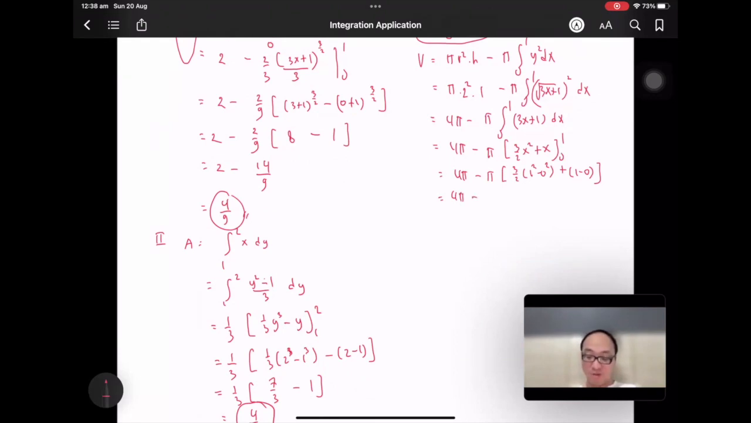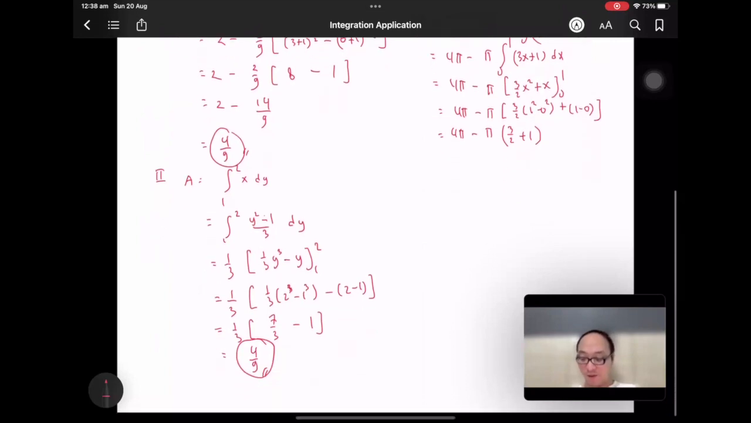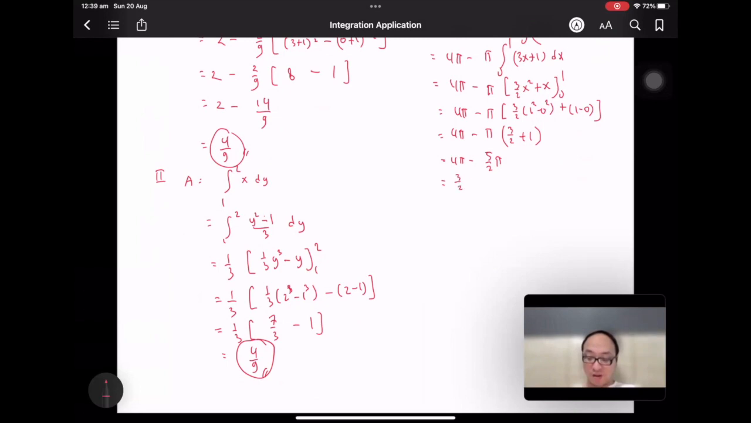4 pi minus pi times 3 over 2 plus 1 equals 4 pi minus 5 over 2 pi. So it's 3 over 2 pi.